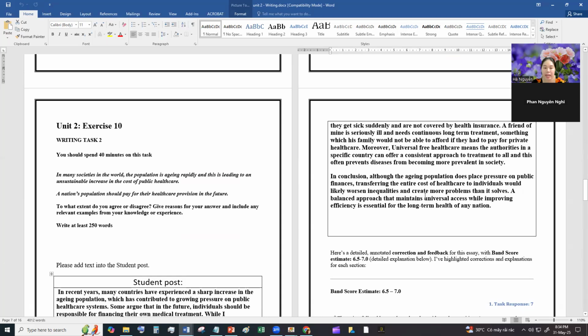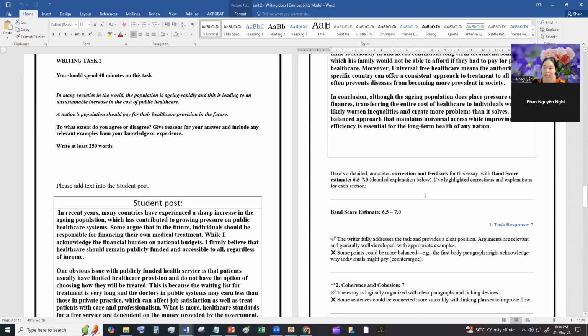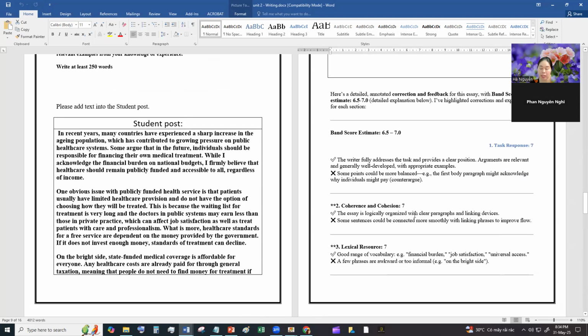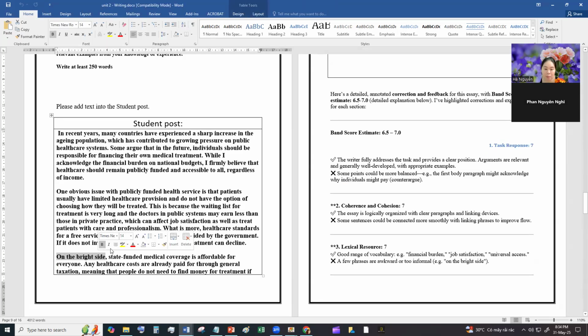And the essay in exercise 10. So once again, you are approaching band 7. Well done. So to improve, you need to pay attention to the aspects I outlined. But firstly, linking words, okay? Remember to use more formal and academic linking words. So for example, on the bright side is quite spoken and informal. So what should you do instead? Instead of on the bright side, what do you think you should do?